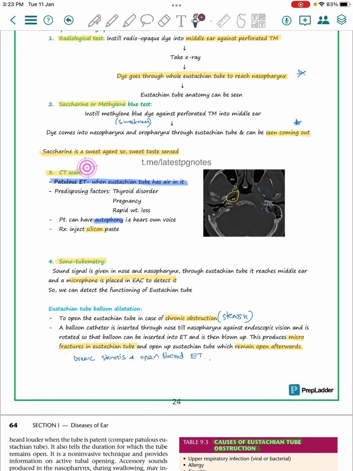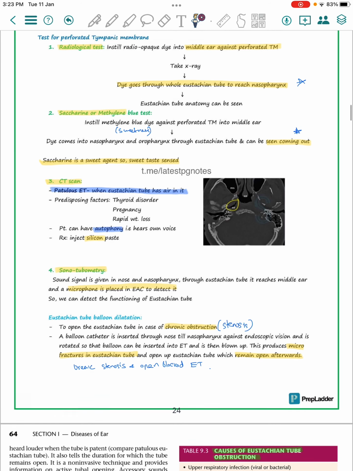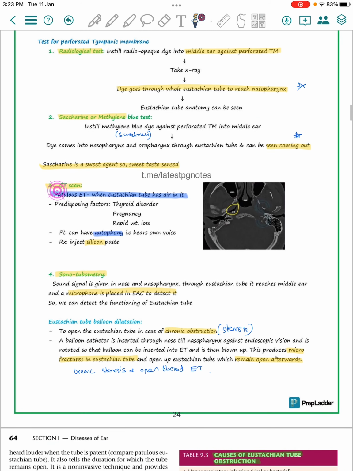Next is the CT scan. It is used to find the patulous or patent Eustachian tube. This shows a large amount of air present in the Eustachian tube. This is normal, where there is no gap. Patent means it's always open. This is seen in predisposing conditions like thyroid disorder, pregnancy, and rapid weight loss patients. In this condition, the patient will have autophony, that is, they can hear their own voice and their own breathing sounds. In this condition, the injection is silicone paste.